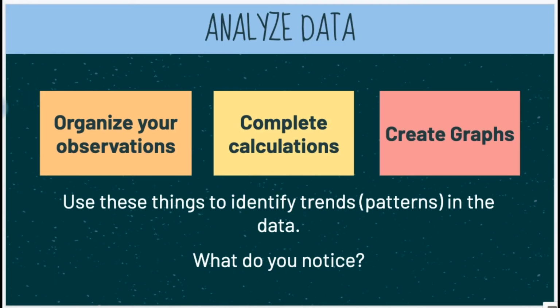Our next step is to analyze data. Please write down the 3 things in colorful boxes. First, you're going to organize your observations, complete your calculations, and you're going to create graphs when you're analyzing data. You use these things to identify trends or patterns in your data. The big question here is, what do you notice?